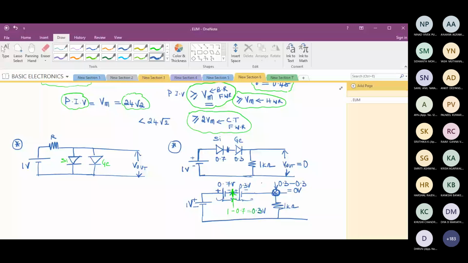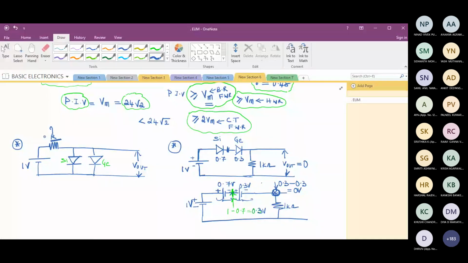Okay. Now the first part, I'm applying 1 volt across resistor R. Somebody on WhatsApp asked what the value of this resistance is. It is not required. We can easily solve this without the value of resistance R.